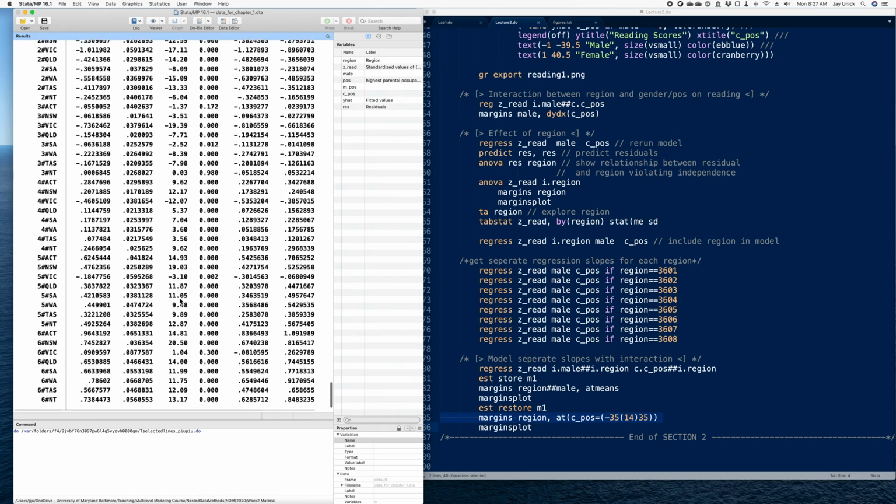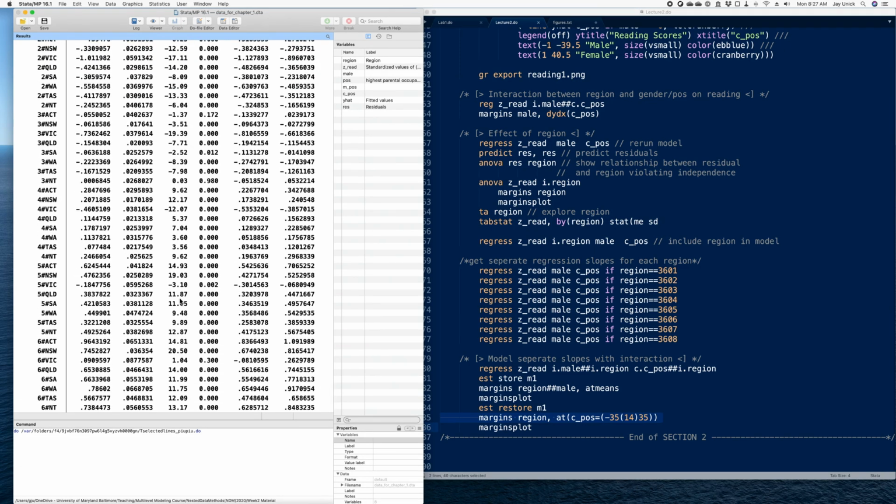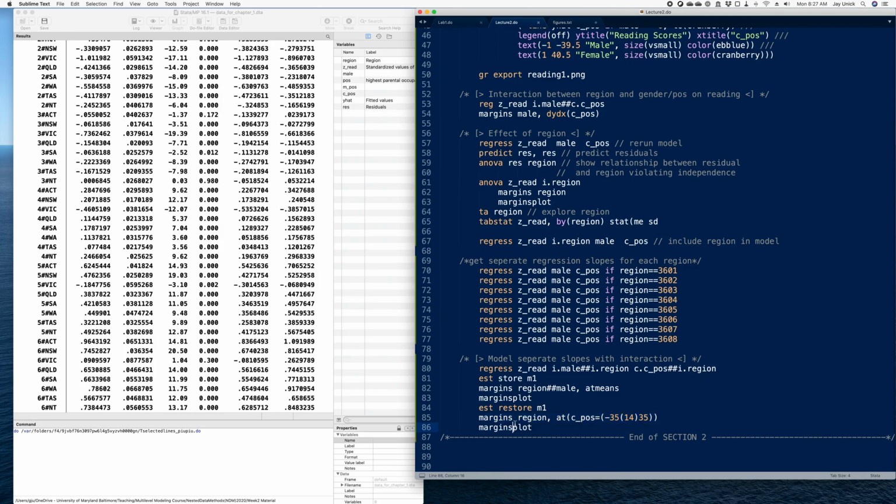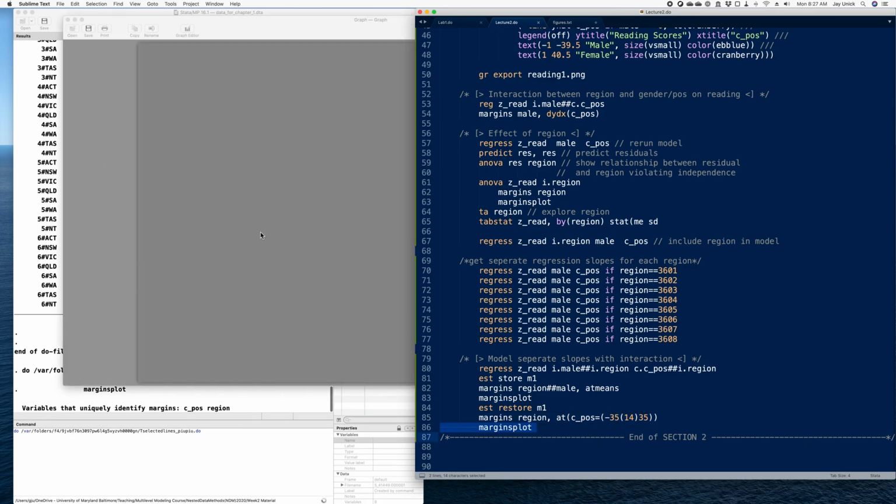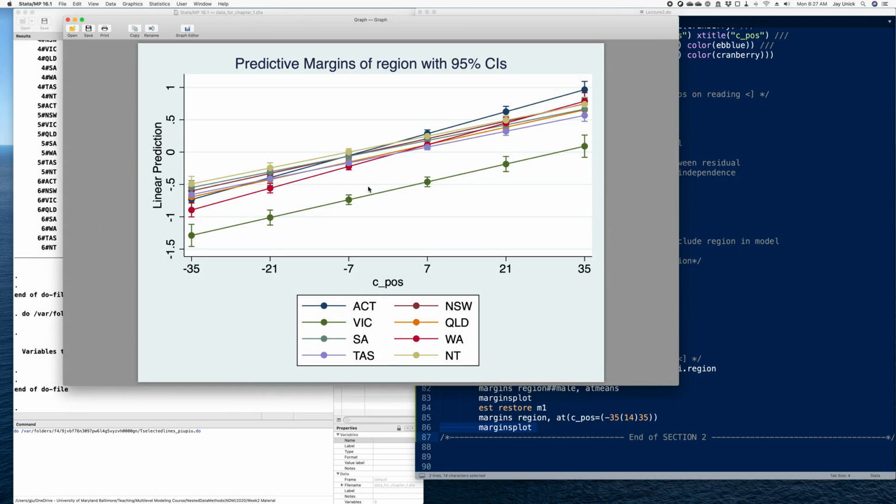So this is a hard table for me to look at. I don't know about you guys, but it would take me quite a while to parse through this. I like pictures, as I've mentioned before, so I just run my margins plot, and because I've set everything else up nicely, here I get the slopes for each of these regions on the effect of parent socioeconomic status on reading. And so some of these slopes are steeper than other slopes. If you look at this dark blue slope here, that is our ACT slope, and it's pretty steep. There's a pretty strong gradient between socioeconomic status and reading scores in kids, whereas some of these other slopes are less steep, right?